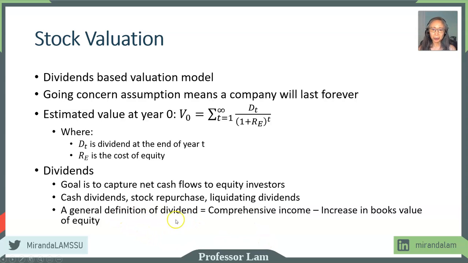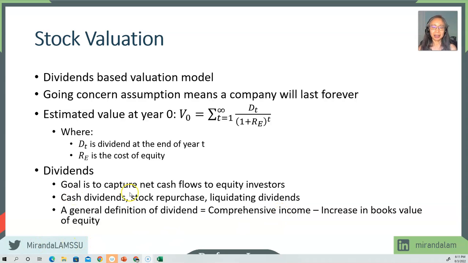In addition to using just cash dividend, we can also look at comprehensive income versus changes in book value. So if book value increased, that means investors or shareholders are putting money into the firm, right? So there will be new additional paid-in capital. So that will be subtracted from comprehensive income, which in the very, very long run, we assume that the company will pay all this out as dividend. In the short run, you include cash dividends and stock repurchase.